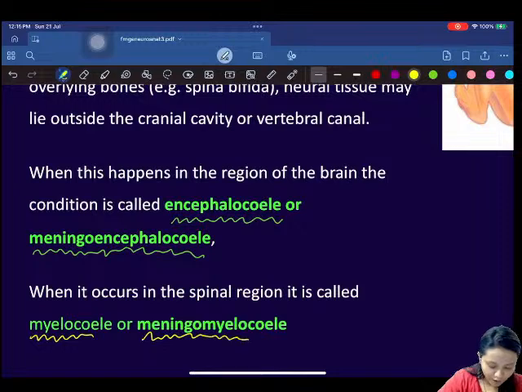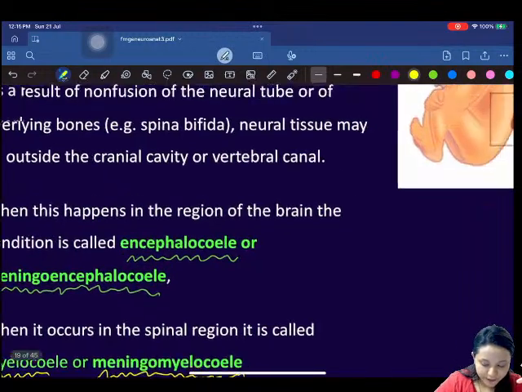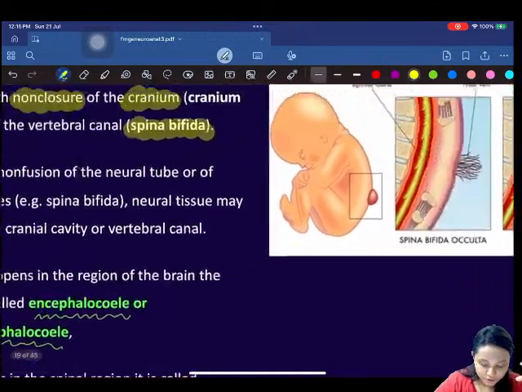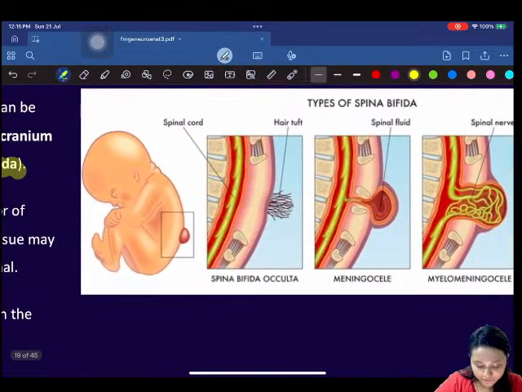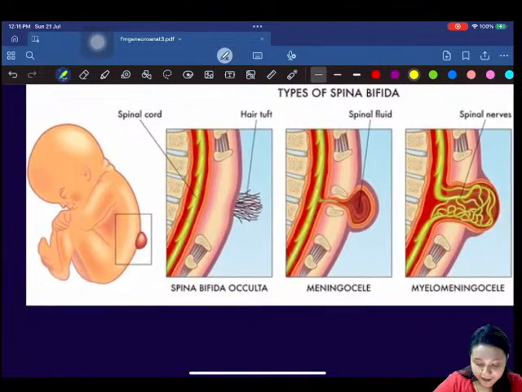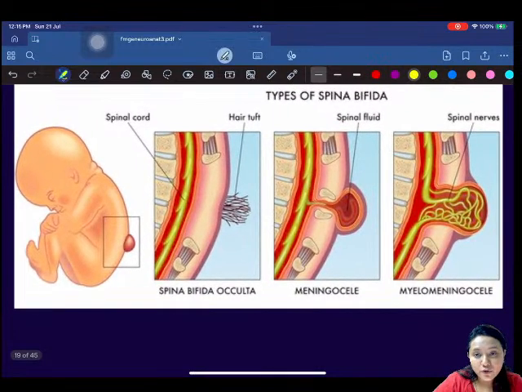Now when it occurs in the spinal region, it is known as myelocele or meningomyelocele. Now how to differentiate between the myelocele, the meningomyelocele, and the spina bifida occulta? So you have types of spina bifida: the spina bifida occulta, the meningocele and the meningomyelocele.